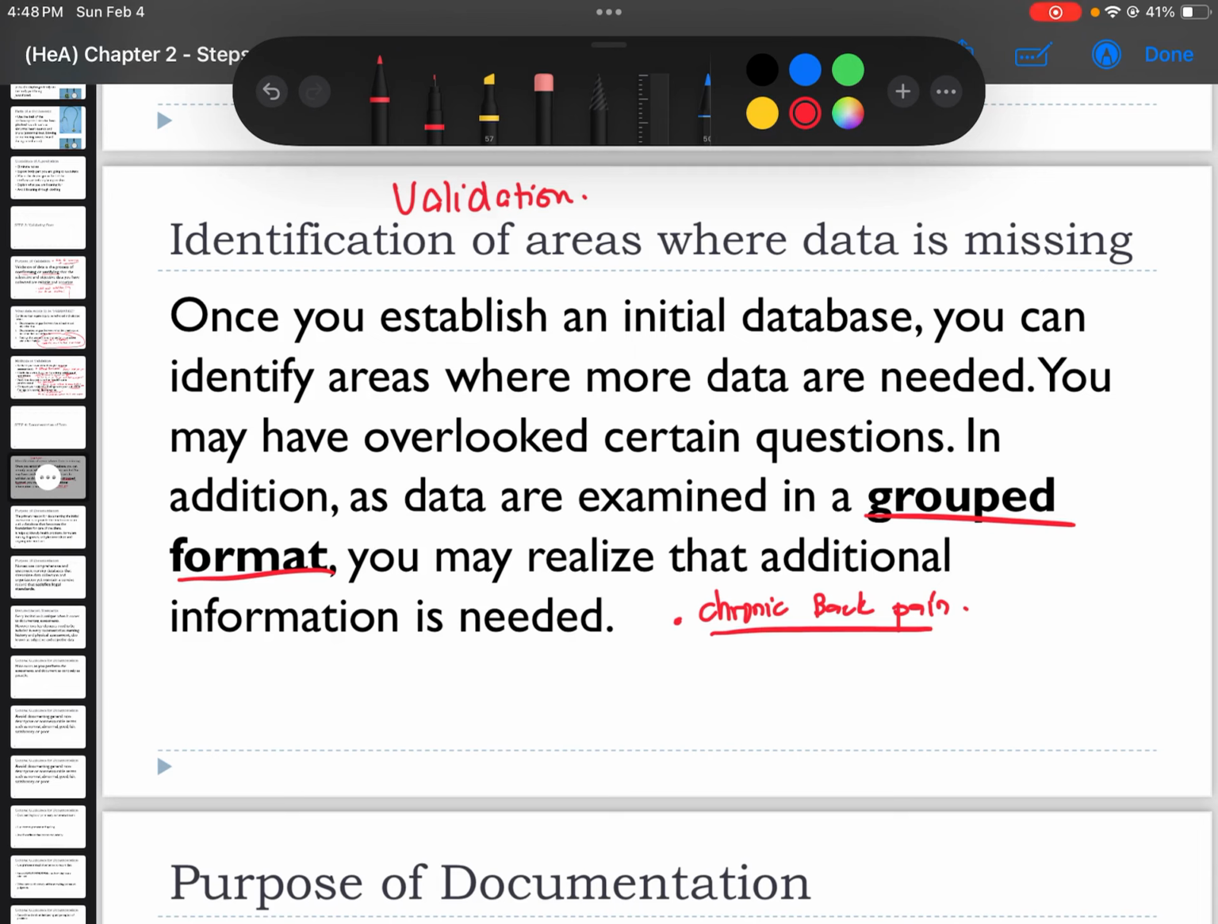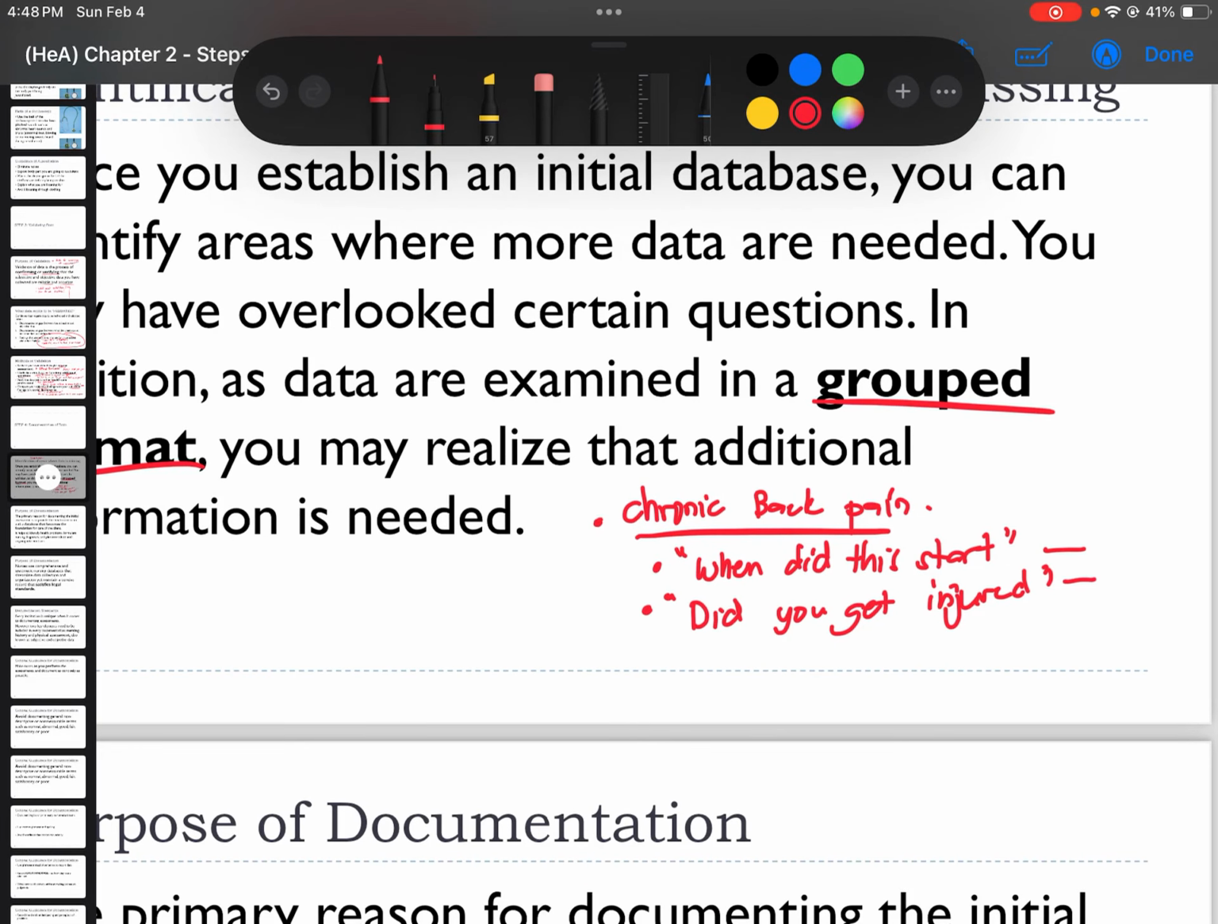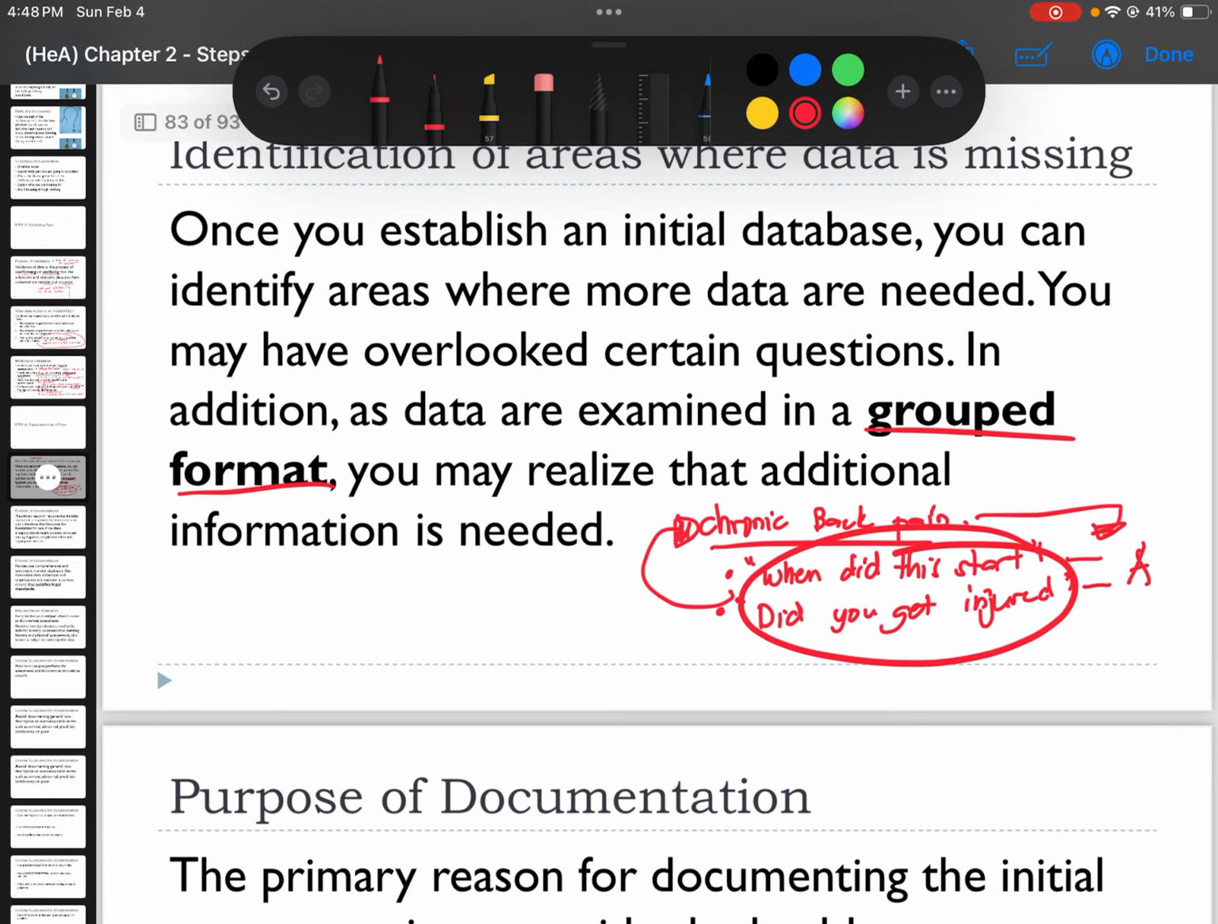Like, for example, class, you may ask questions like, when did this start? Okay? Or, for example, class, you may ask, did you get injured? Okay? And the answers to these questions, they should be grouped under chronic back pain, so that when another healthcare professional checks your assessment data, they will know that these questions are related to this one. Okay?